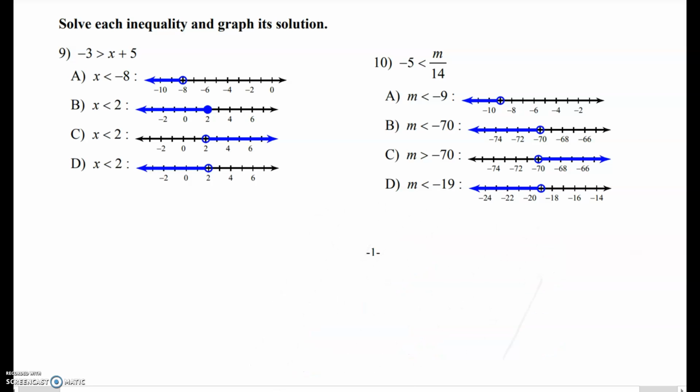Now remember, we solve inequalities just like we solve equations, except the one thing we have to remember is when you divide both sides by a negative, you have to flip the sign. So let's look at number 10.